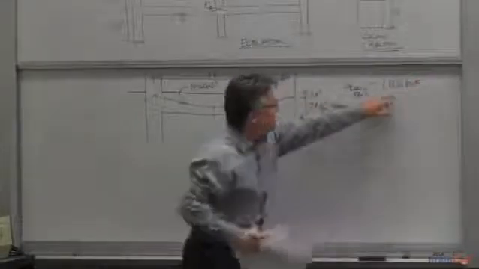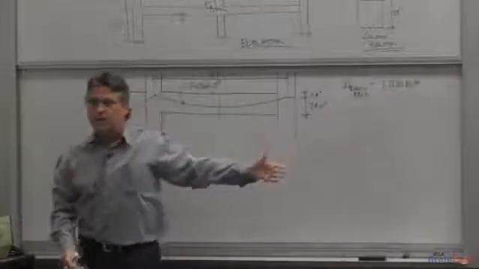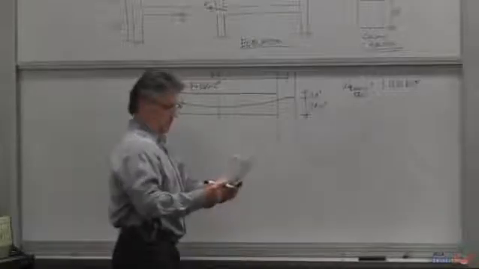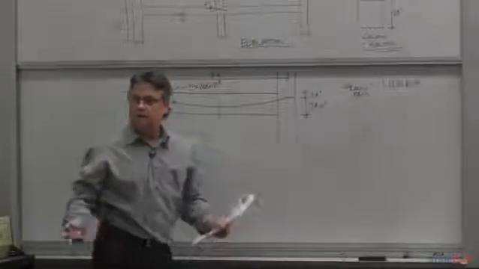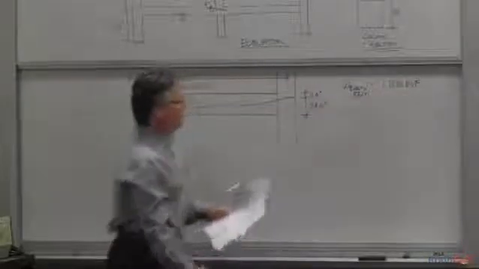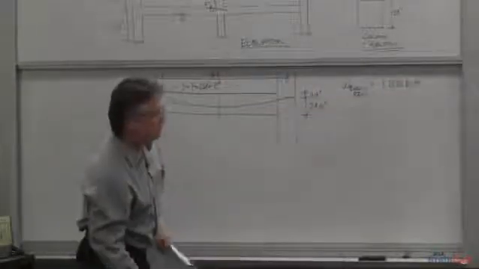I already calculated this number. The dead load in both spans was 1.609 kips per foot. If I want to balance 70% of that, that was 1.126. That calculation is right here.